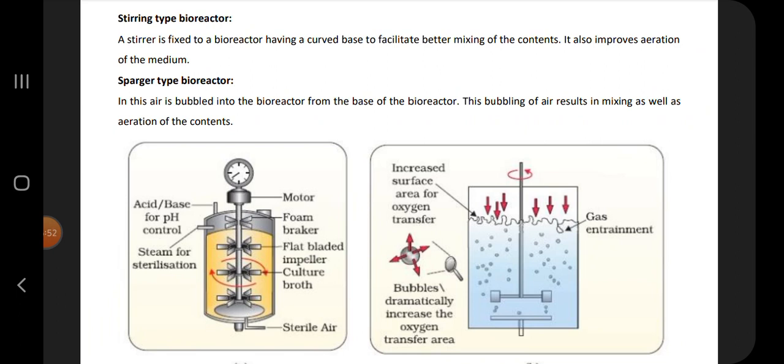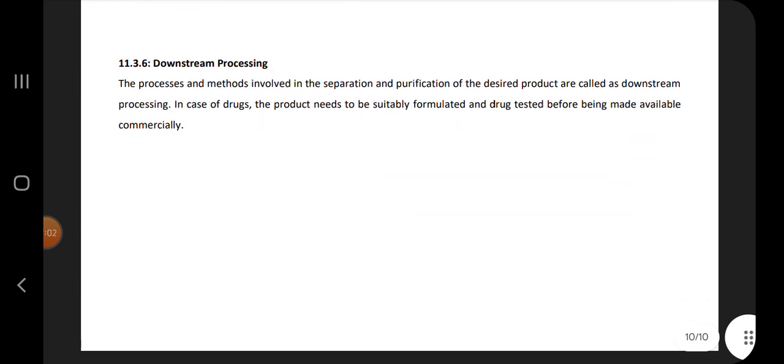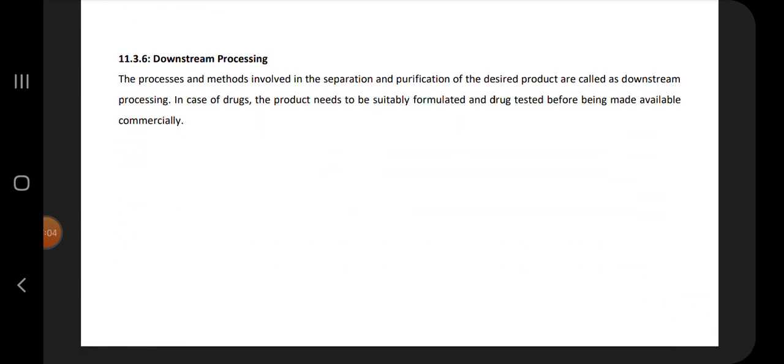Then the sparged type of bioreactor. In this, air is bubbled into the bioreactor from the base, and the bubbling of air results in mixing as well as aeration. Then downstream processing. The processes and methods involved in the separation and purification of the desired products are called downstream processing. In case of drugs, the products need to be suitably formulated and drugs tested before being made available commercially.